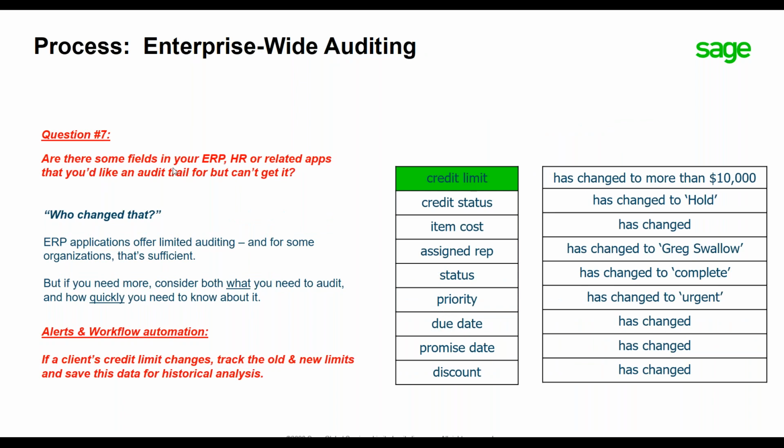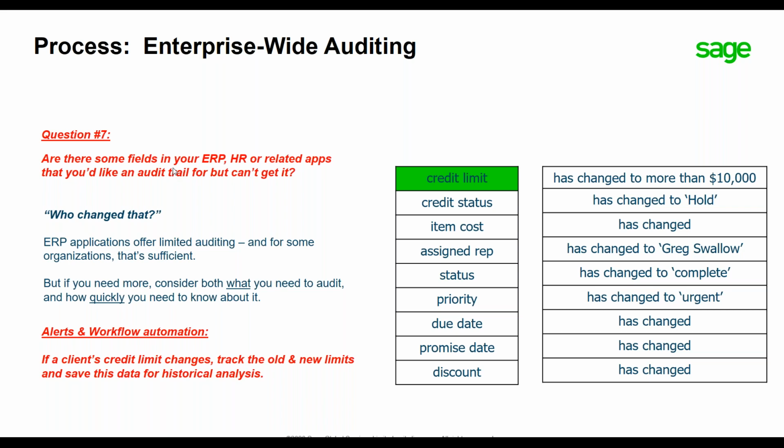And then enterprise-wide auditing. So there's a lot of different things that we look at from an ERP, but perhaps you have other applications. You're running Sage HRMS, you're running Sage CRM, you're running different solutions around your enterprise to make your business operate.